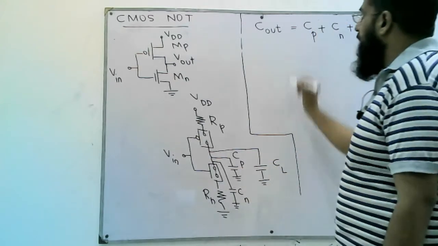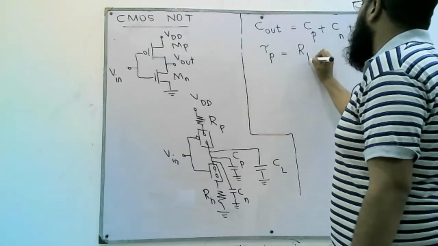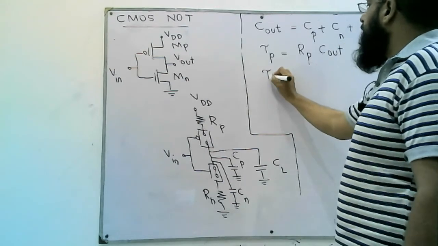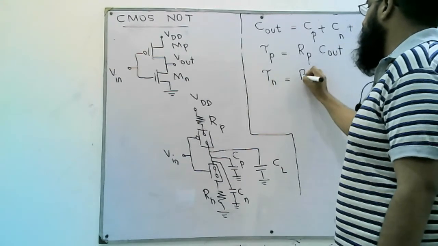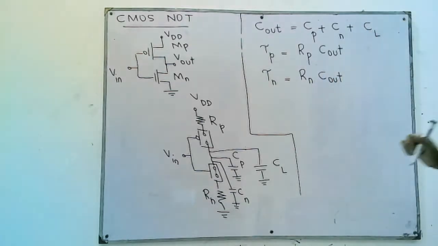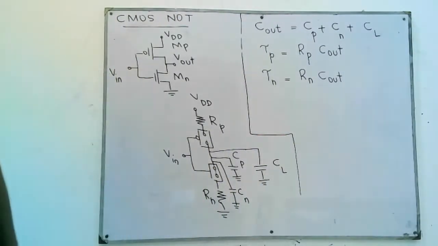So we have two time constants. Tau p is Rp times Cout, the charging time constant. We have our discharging time constant when the output is going to be logic 0 and the output discharges itself through Rn.